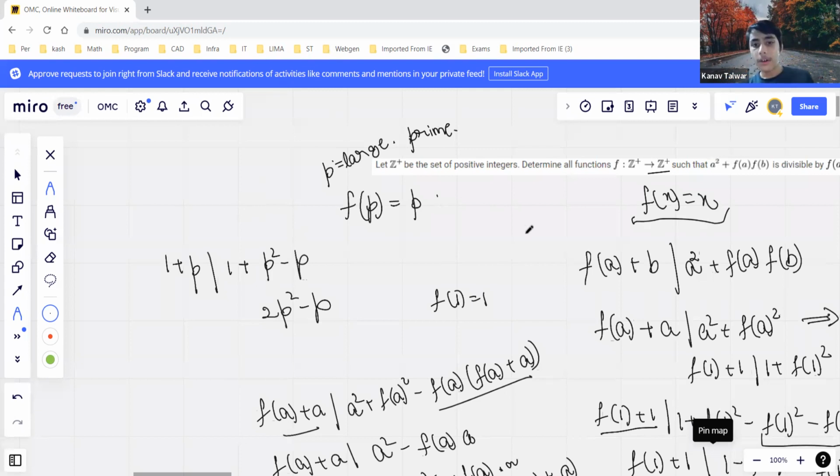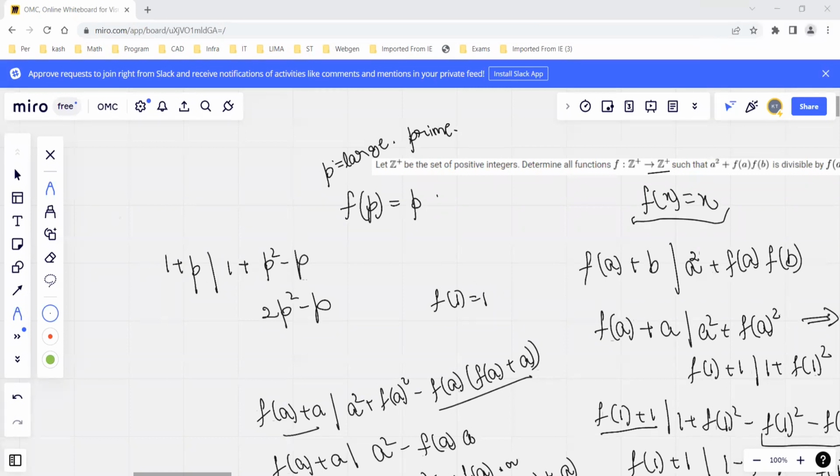Now what should we do? We have for a lot of values, f(p) is equal to p, which is what we want to prove. And we just want to do it for all values. How do we finish? We can try out p as a non-prime.